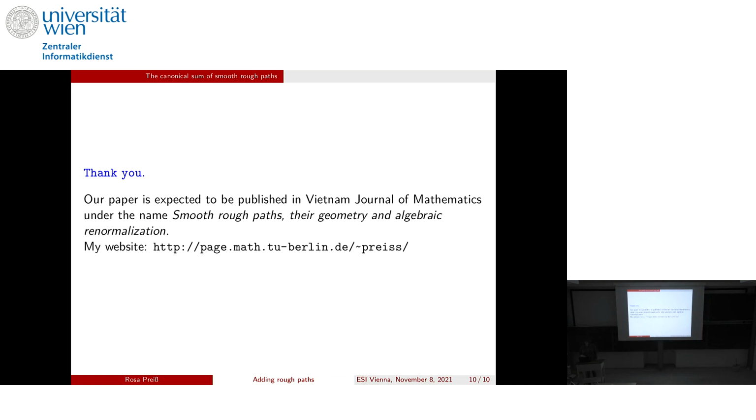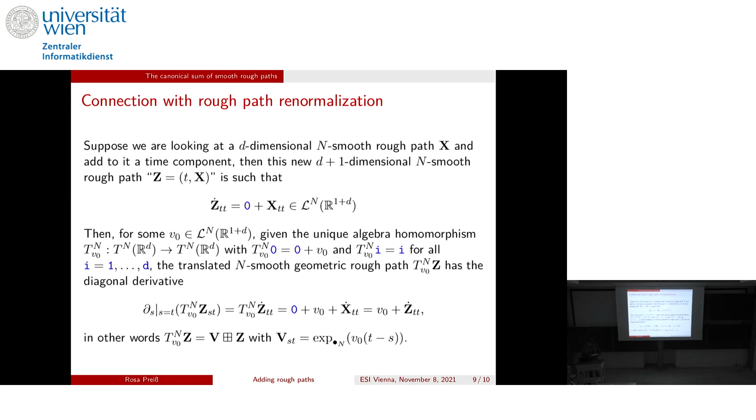Does the setting extend to branched rough paths, or is the smoothness condition somehow imposing weak geometricity? No, everything that I showed you can be done for branched rough paths. The only thing is that in this renormalization setting, this translation operator will no longer be unique based on these basic conditions.